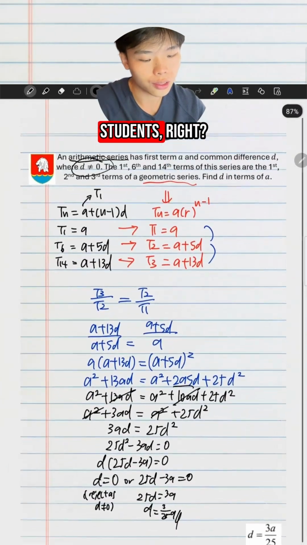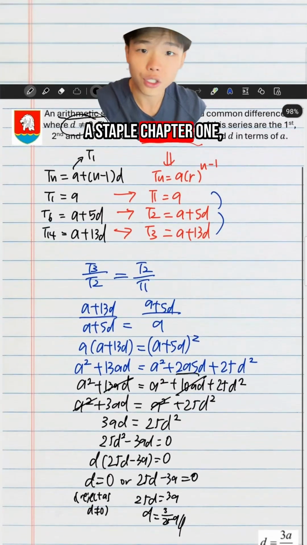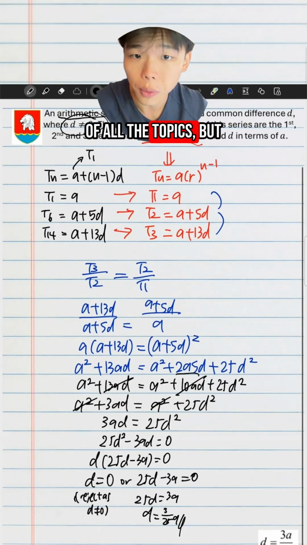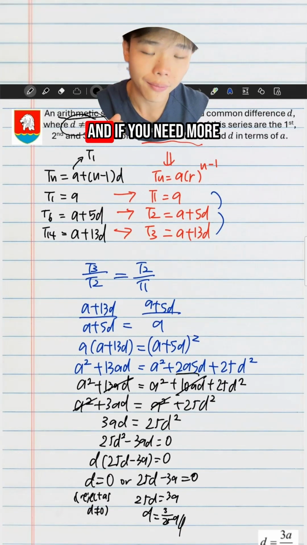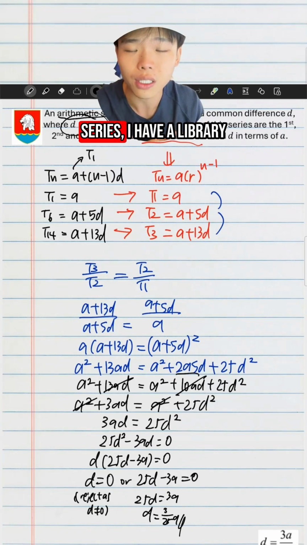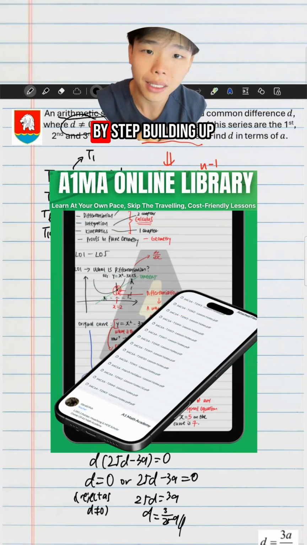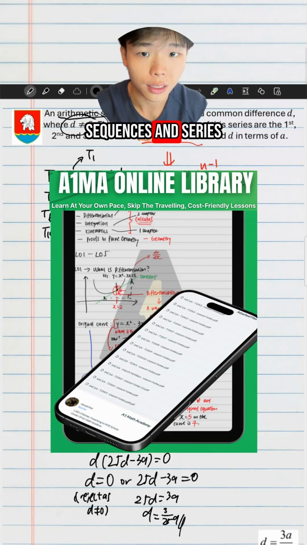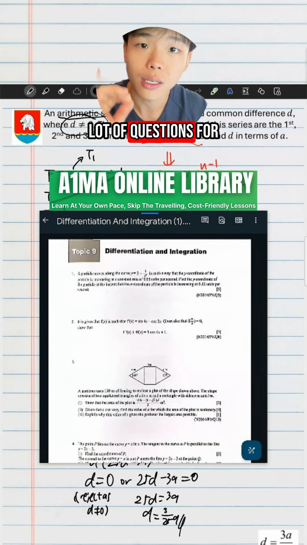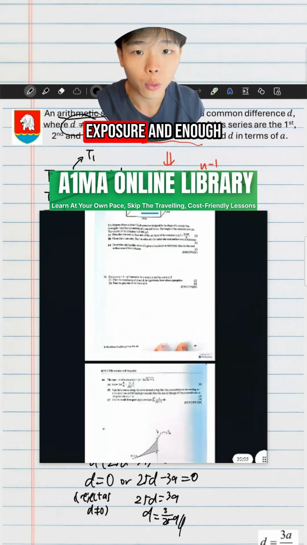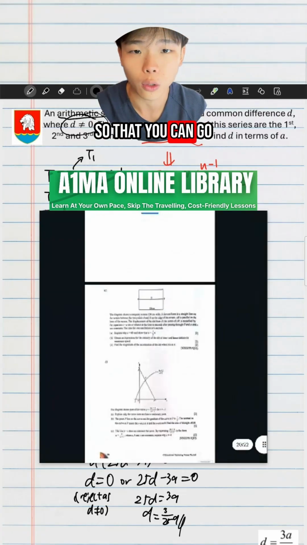So to all JC students, sequences and series is a staple. Chapter 1, which is the easiest of all the topics, but don't underestimate this topic. And if you need more help for sequences and series, I have a library that teaches you step by step, building up the foundations for sequences and series, and giving a lot of questions for each question type to give you enough exposure and enough depth of practice so that you can go and ace your WA1.